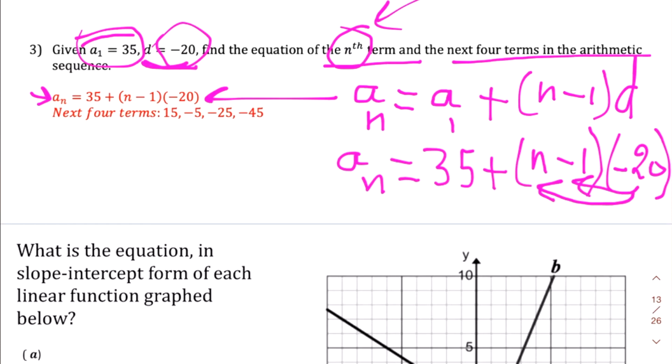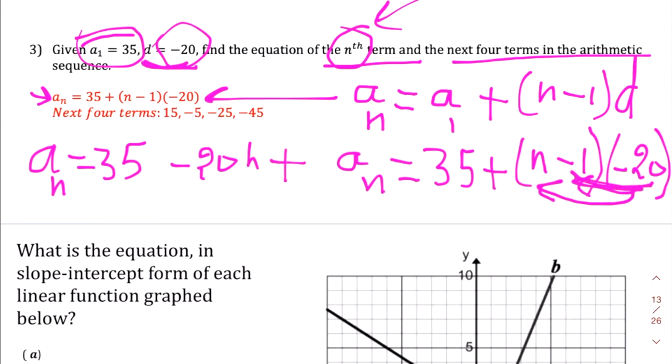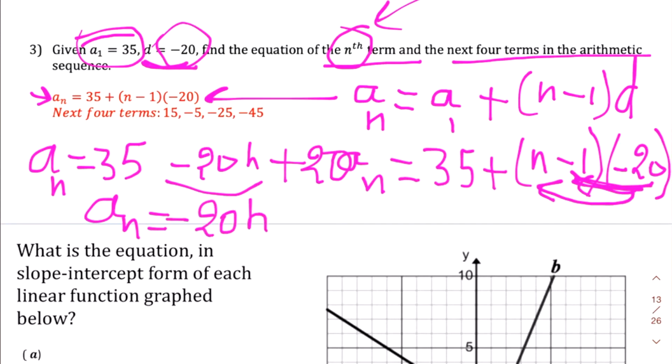Okay, so let's simplify it for you. an equals 35 minus 20n, and minus 20 times minus 1 equals plus 20. Plus 20. And that means an equals negative 20n. I put it in order. And then 20 and 35 is 55.